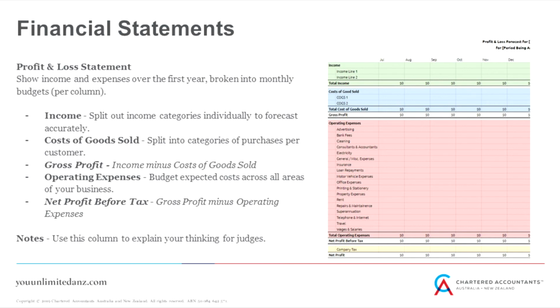We then have our operating expenses in red. Remember, these are our fixed costs, and make sure you budget expected costs across all areas of your business. And this gives us our net profit before tax, which is gross profit minus operating expenses.